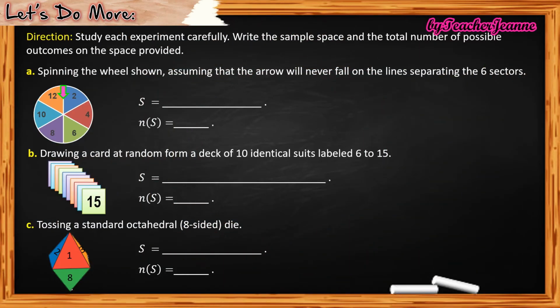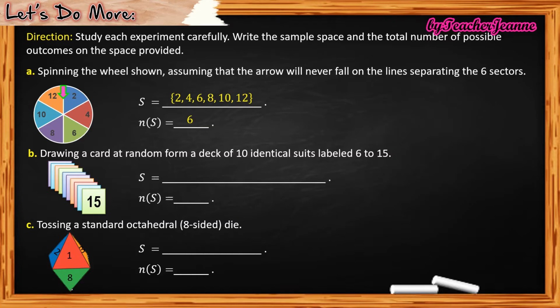Now let's do more. Study each experiment carefully. Write the sample space and the total number of possible outcomes on the space provided. Now for letter A, spinning the wheel shown, assuming that the arrow will never fall on the lines separating the 6 sectors. For the sample space, we have 2, 4, 6, 8, 10, 12. For the number of possible outcomes, we have 6.